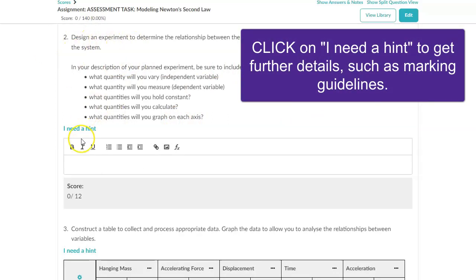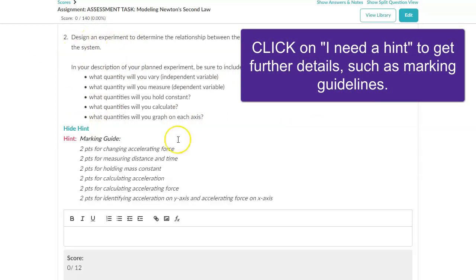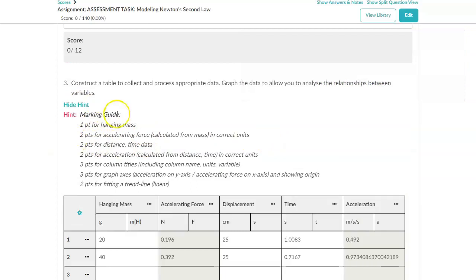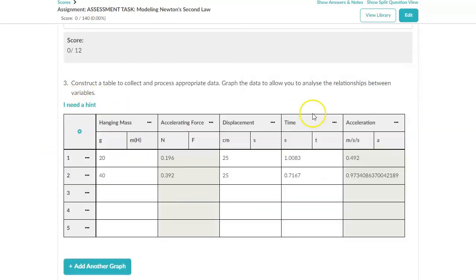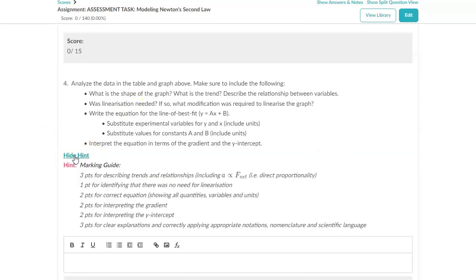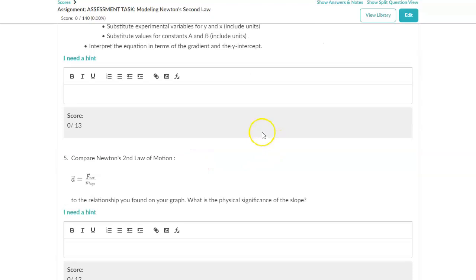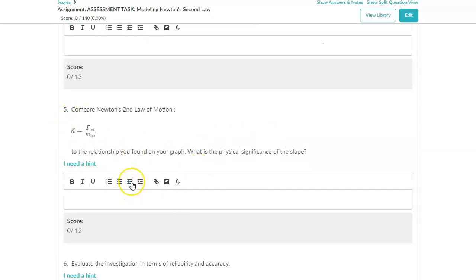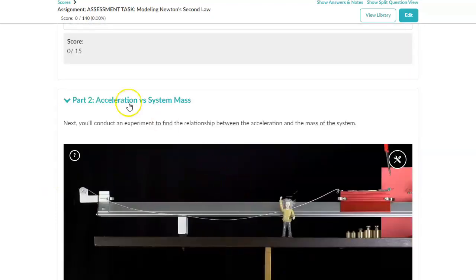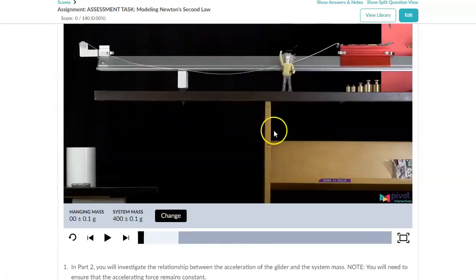Okay, so question 2, again, all of these questions have hints, which are actually the marking guide. This one gives us a hint as well for what to put for the headings. So just keep working through these questions, checking the marking criteria, and then you can have a go after that at part B, which is the other relationship.